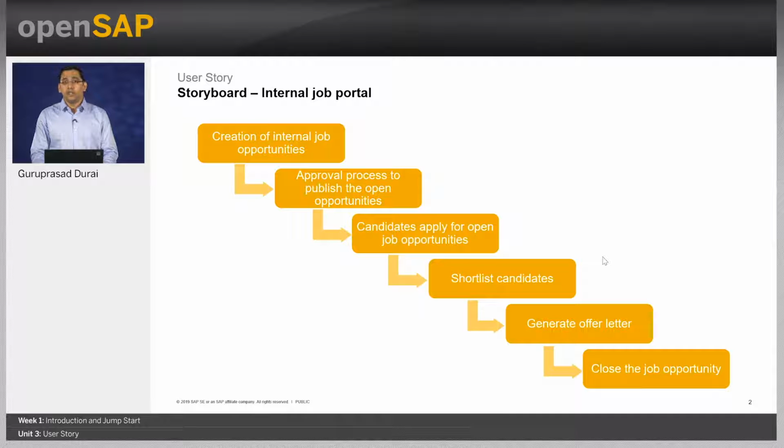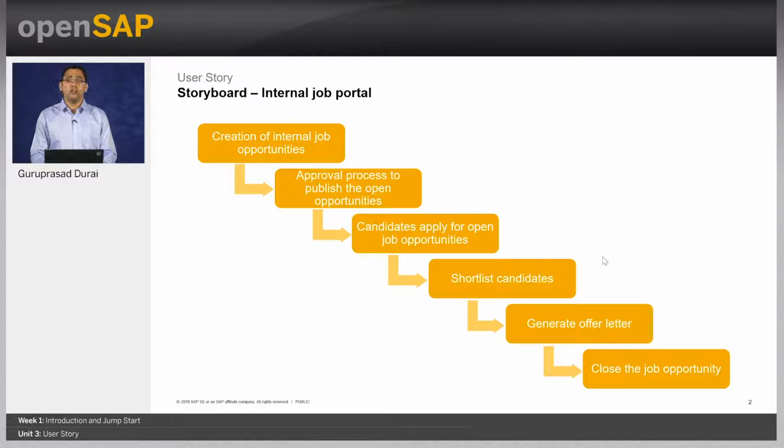The user story is based on an internal job portal in an organization. As a first step, the vacancy in a team or an org unit will be created, and upon approval from the unit head or a manager of the org unit, the corresponding job application would be published. Once the job is published, candidates will apply for the published job opportunities.